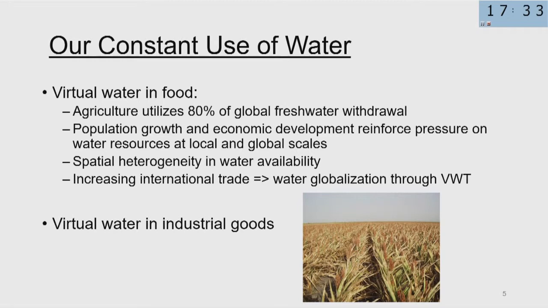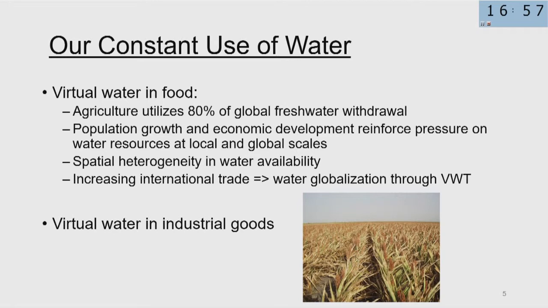Agriculture, which utilizes, as I said before, near 80% of global fresh water, has water embedded in all kinds of things when we produce agriculture. Population growth and economic development reinforce pressure on water resources at both local and global scales. Although agriculture is local in scale, the consumption and the problems are very much at a global scale. The spatial heterogeneity in water availability is very acute, and the increase in international trade can be good and can be bad. It can produce good things and it can produce very bad things too.